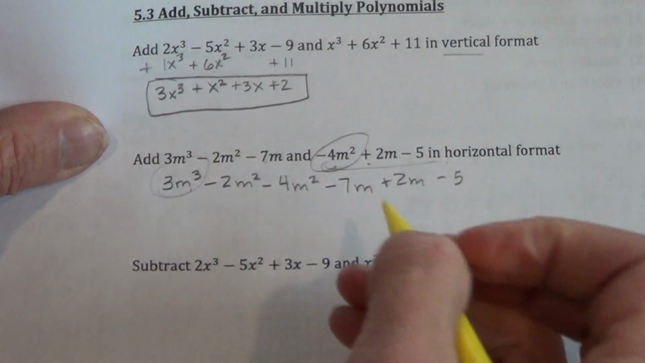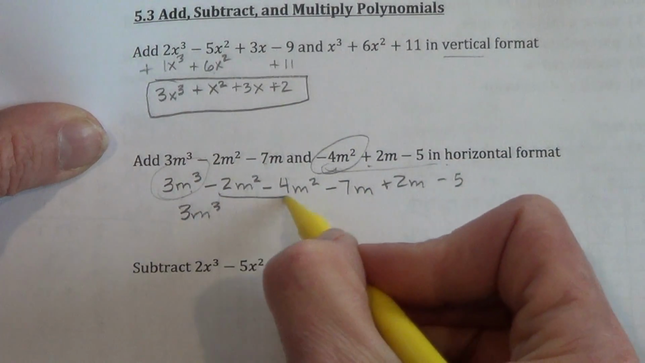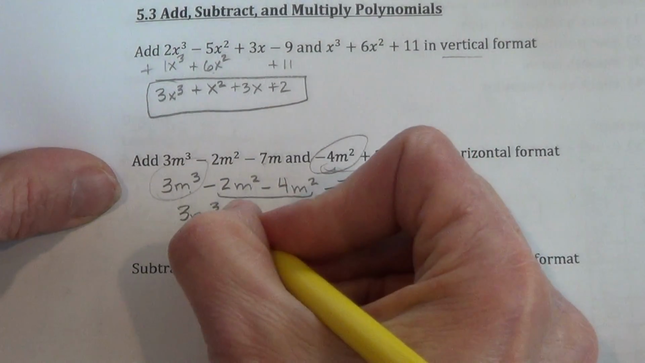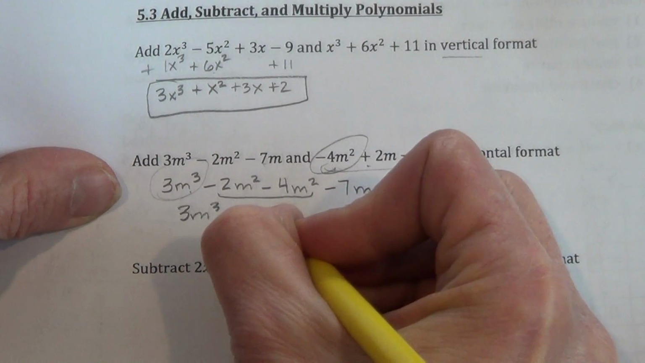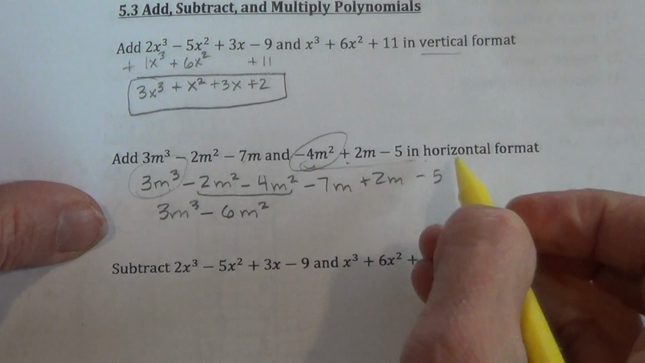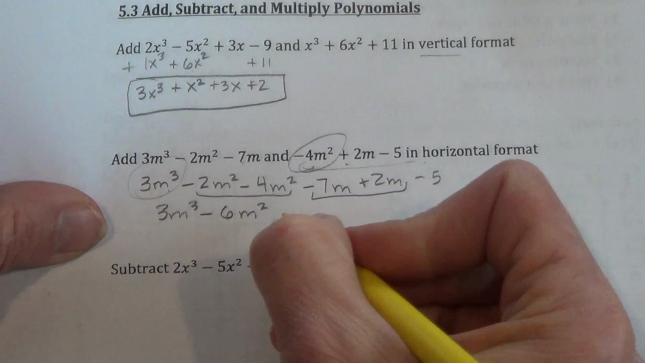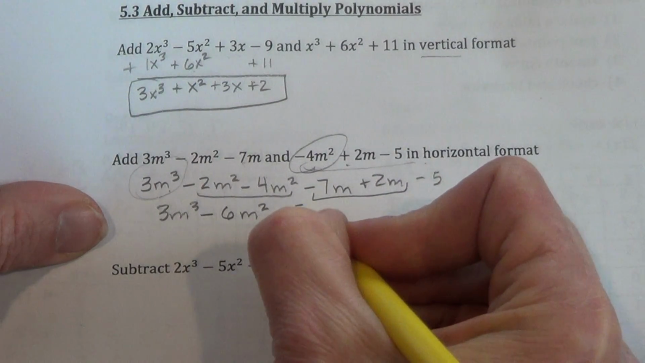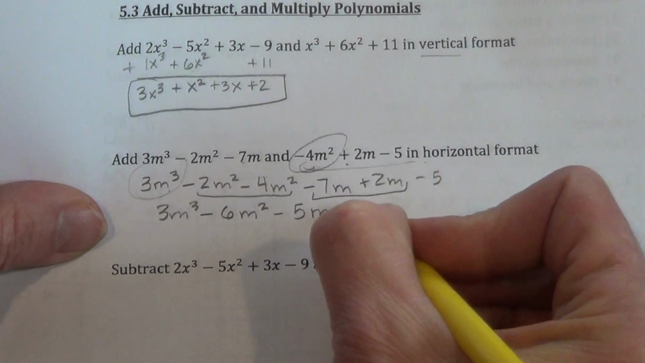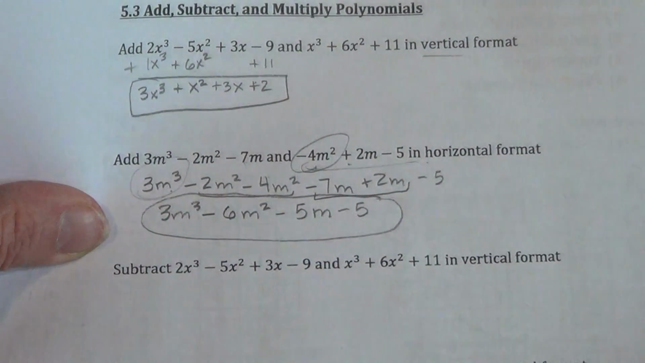This m cubed has no other like terms, so it comes down by itself. But the m squareds I need to put together. I have a negative 2 and a negative 4. Remember, when signs are the same, we add them and give them the same sign. So that would be a negative 6m squared. Negative 7m and a positive 2. When signs are different, we find the difference, give it the sign of the larger one. So 7 minus 2 is 5. 7 was negative, so it's negative 5m, and then minus 5. That is our final answer.